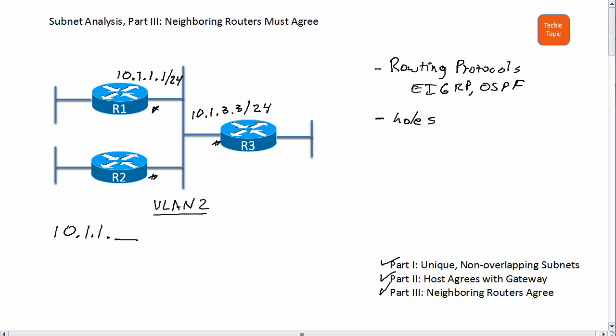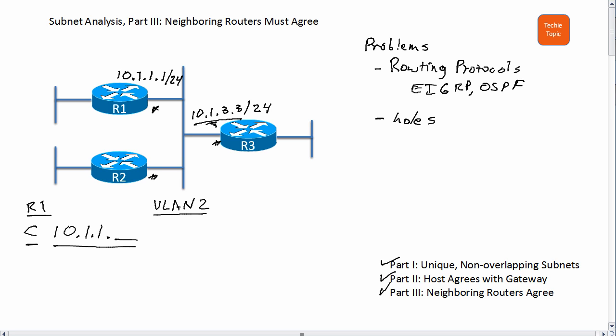So let's just say that router R1 does learn some routes and it has a next hop address of 10.1.3.3. Well, R1 doesn't even know how to forward packets to that address. It doesn't have a connected route that matches that address. R1's connected route matches only addresses that start with 10.1.1. So you have some black holes with your routing. All in all, you want to make sure your neighboring routers have IP addresses in the exact same subnets.